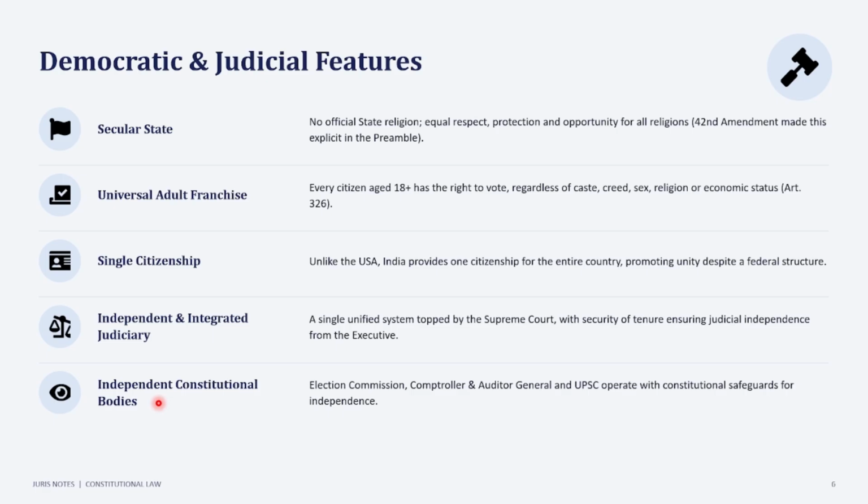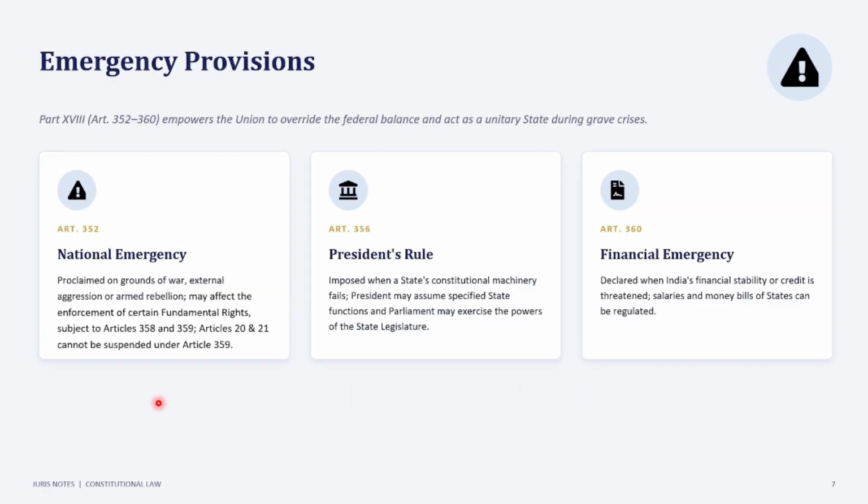Now let's move to something very important, the emergency provisions. So now this is one of the most interesting features of the Indian Constitution. The emergency provisions are contained in Part 18, Articles 352 to 360. These provisions allow the constitutional system to respond to exceptional situations and can significantly strengthen the authority of the union. There are three main types of emergency.